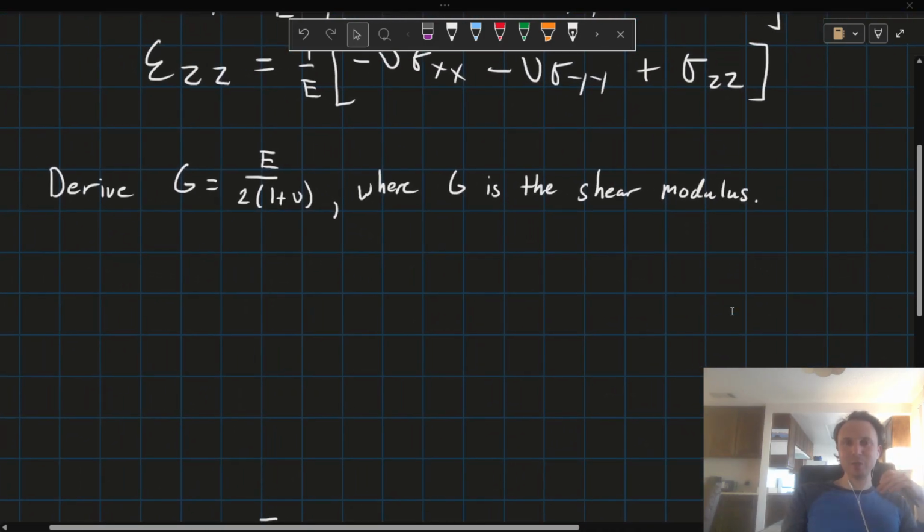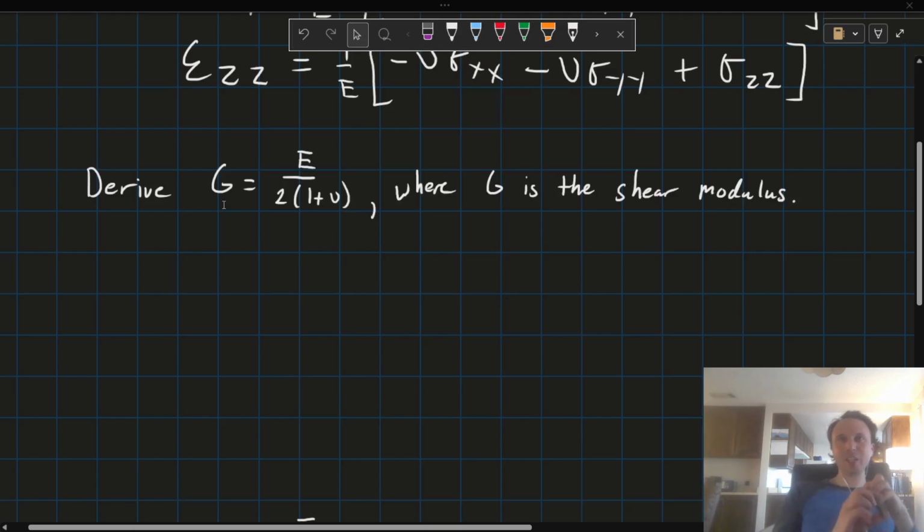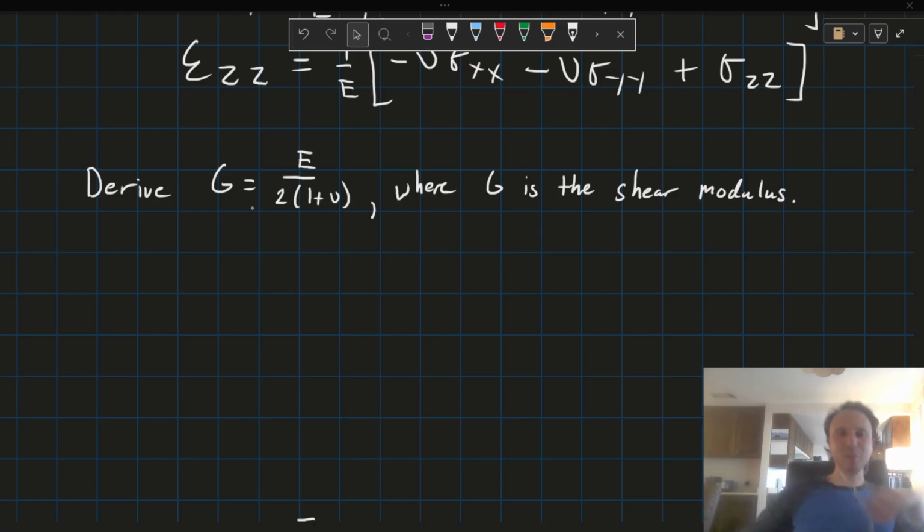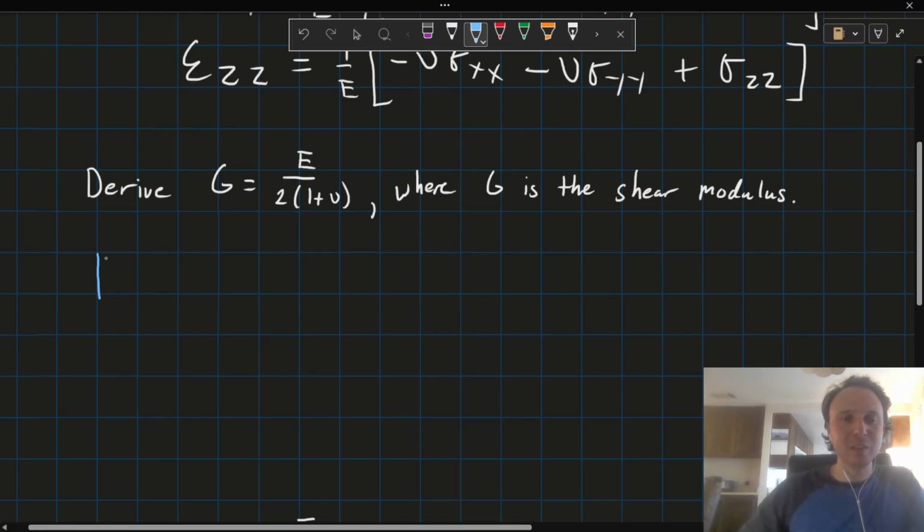So the first thing I'm going to do, a little practice problem, is you might have seen in the class notes that we have G, the shear modulus, is equal to E over 2 times 1 plus nu. And the good question is, where does that come from? So let's try it. So let's draw our favorite boxes. They're going to be small this time, though.